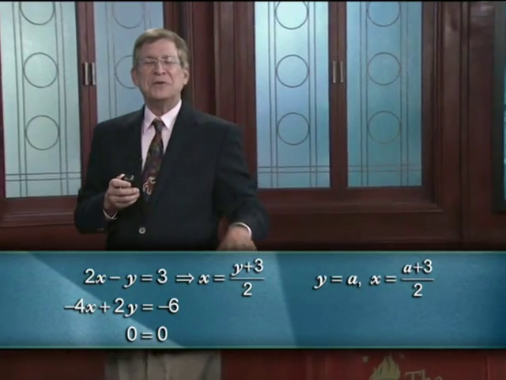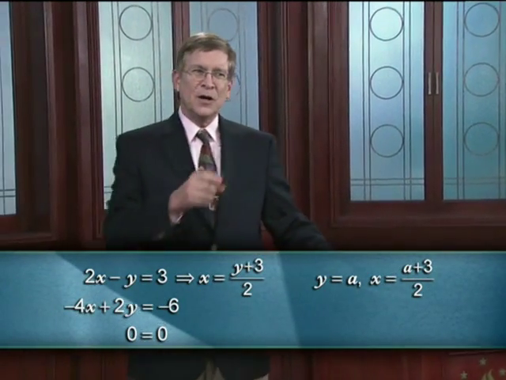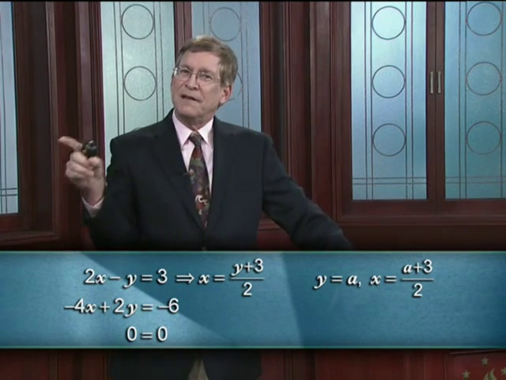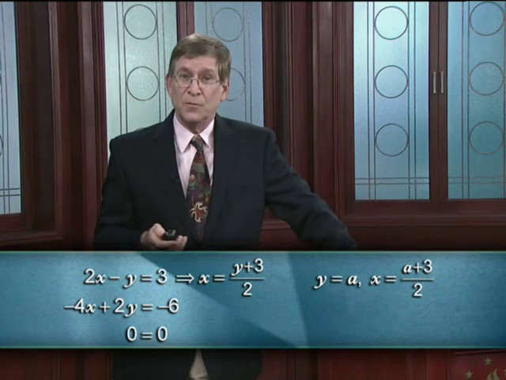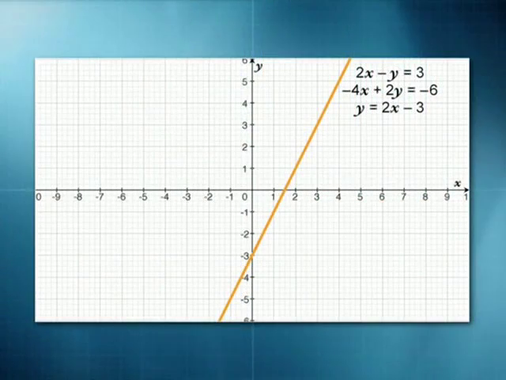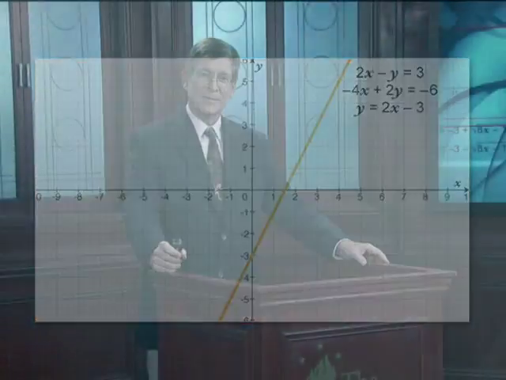What's the geometry of this case we just looked at? What's the relationship between that first equation, which is a straight line, and the second equation, which is also a straight line? Well, they're on top of each other. It's the same line. Both lines are y equals 2x minus 3. That's why there's an infinite number of solutions. Any point on that line solves both equations.